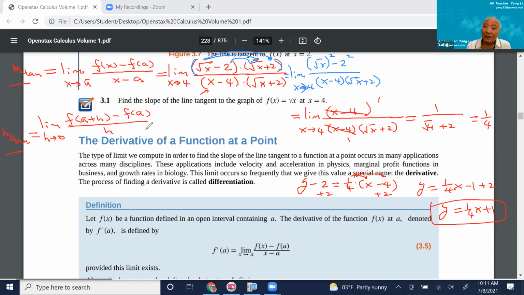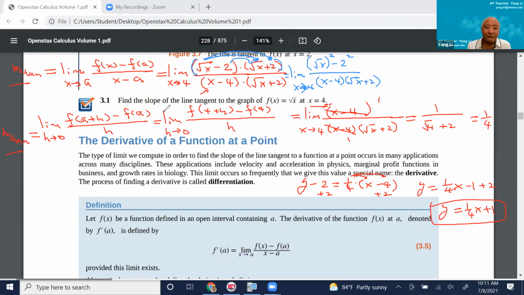We can use this format to also get the slope of the tangent line at x equals 4. Be careful here, the a here is 4. So this one can change to a limit, right? h approaches 0, sorry. The limit as h approaches 0 of f(4 + h) minus f(4), divided by h, like this, right?